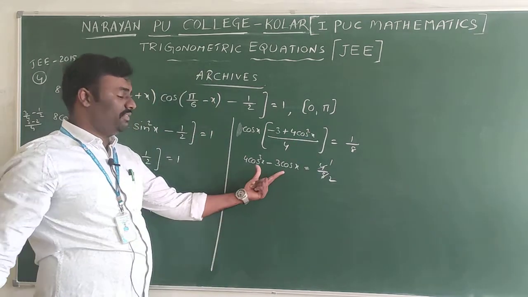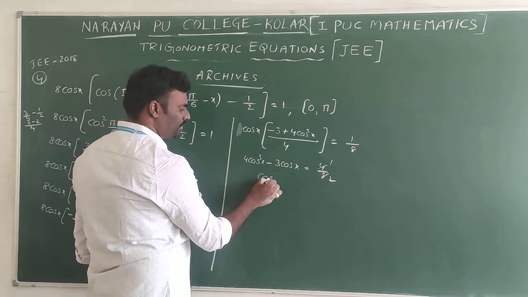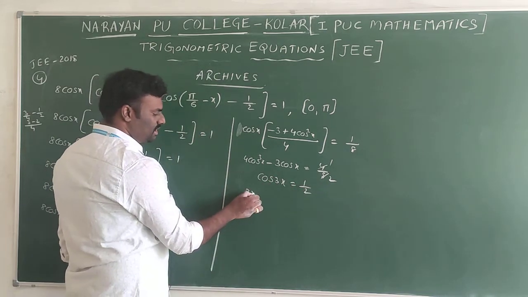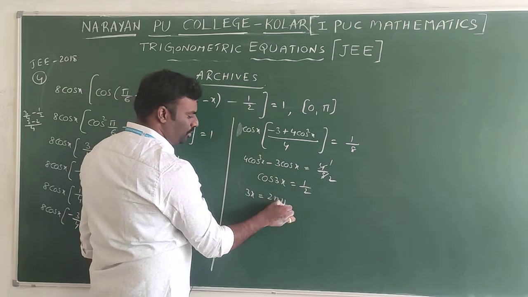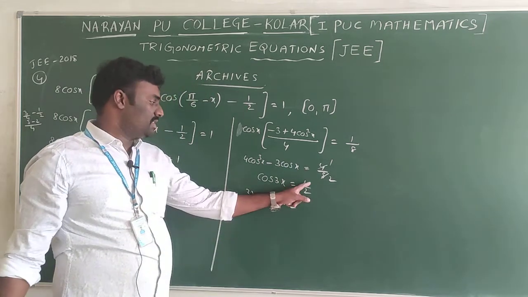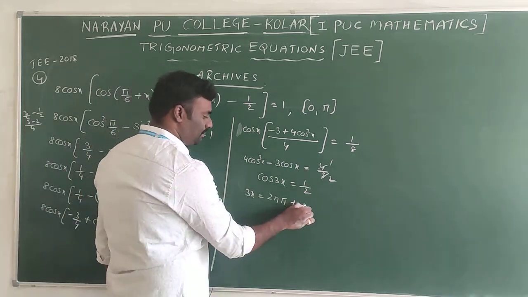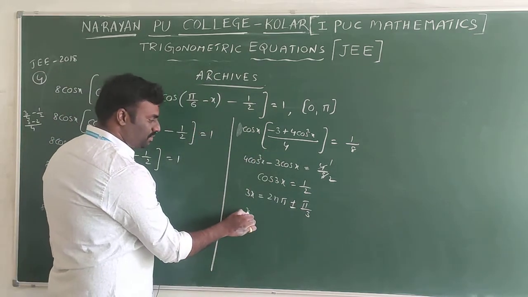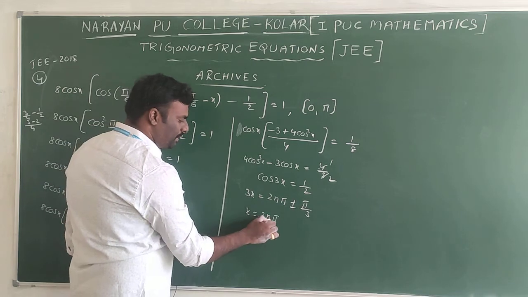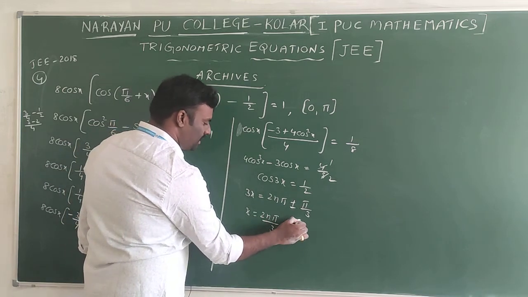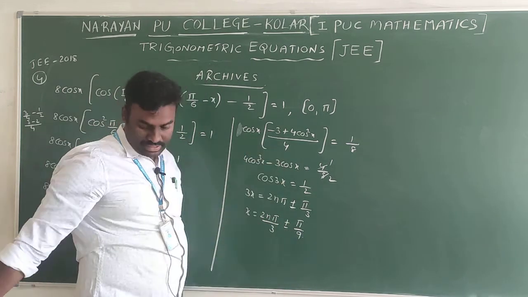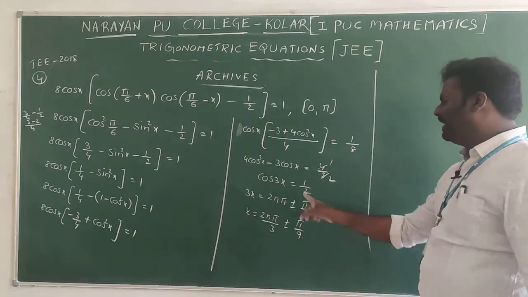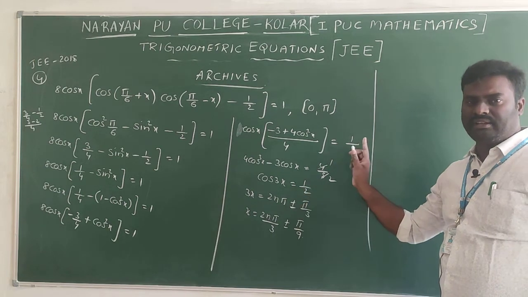This is the formula for cos 3x, equal to 1 by 2. 3x is equal to 2n pi plus or minus, when cos value is 1 by 2, that is 60, which is nothing but pi by 3. Now x equals 2n pi by 3 plus or minus pi by 9. This is the general solution. Or you can find it directly from 1 by 2 also, okay.